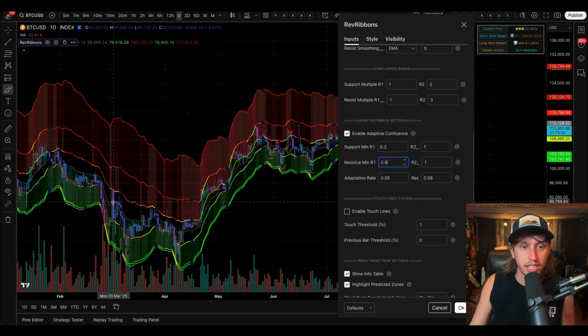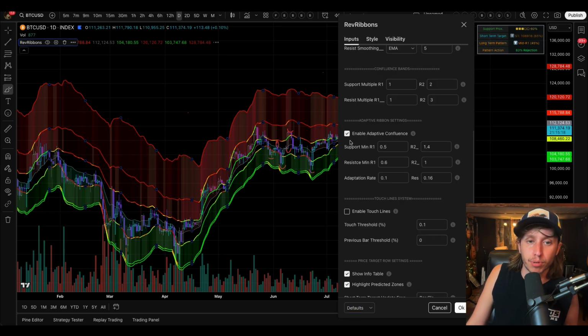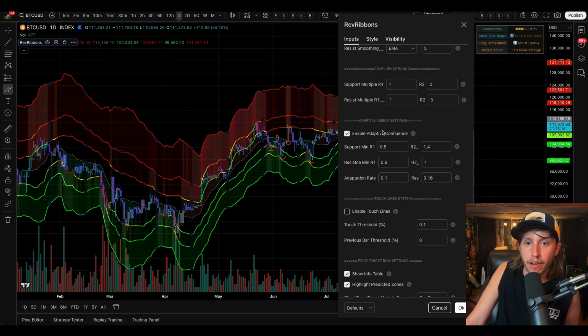yeah. So you can see that those settings are not super helpful for support, it's definitely not helpful. But you can dial these in a little bit more. I think I'm going to reset to default settings because I think the default settings are actually pretty decent, again, for the 1 day time frame. But if you want to mess around with min and max values and using the adaptive confluence, feel free to.